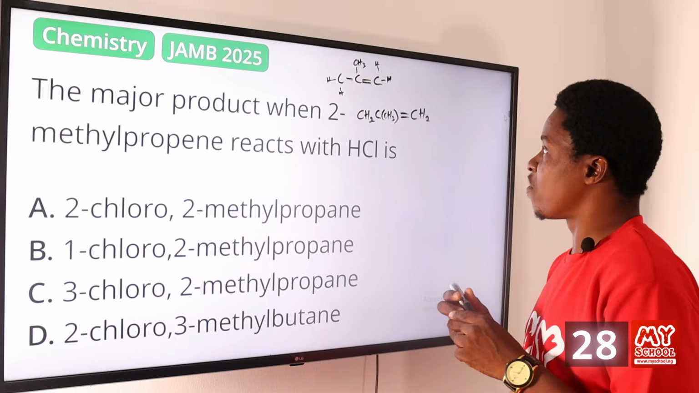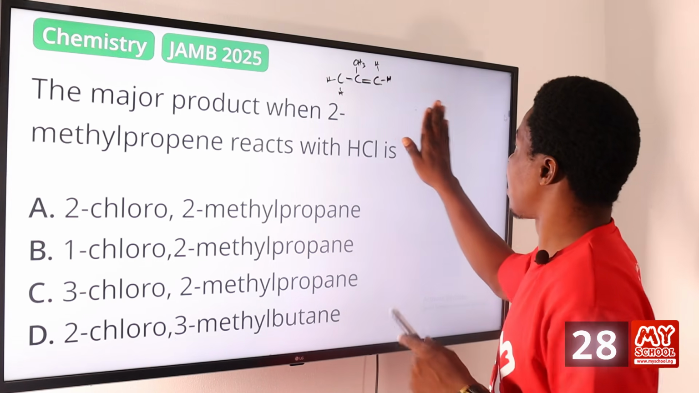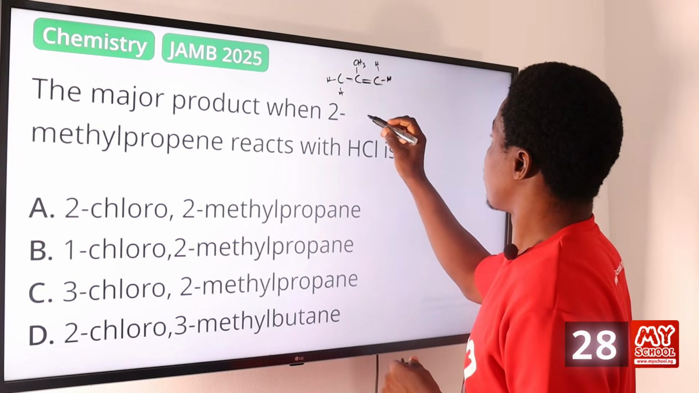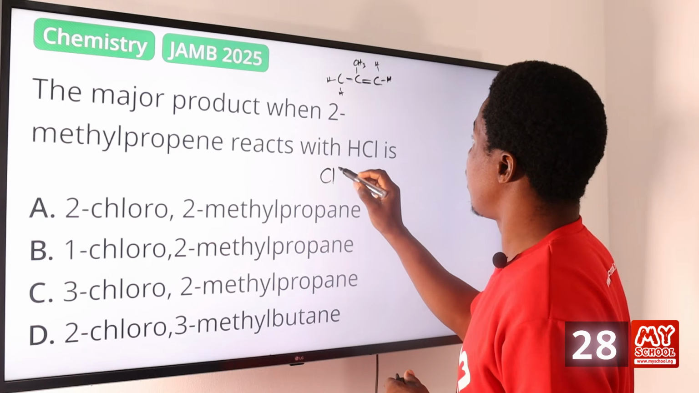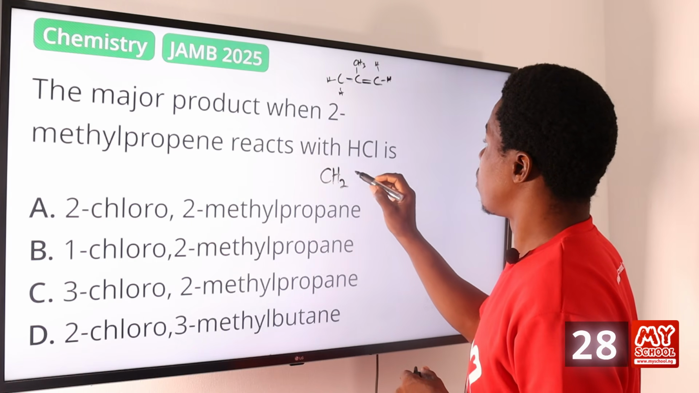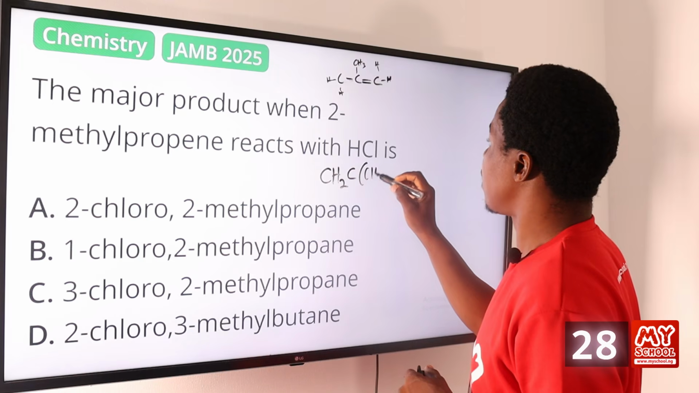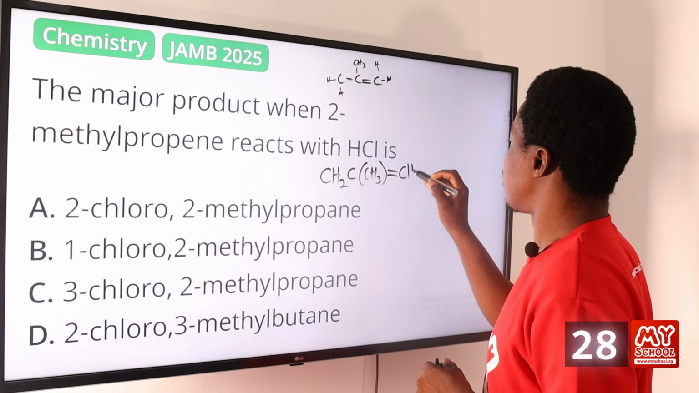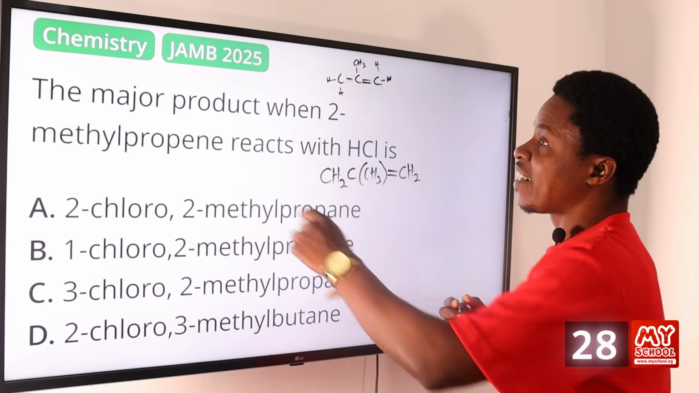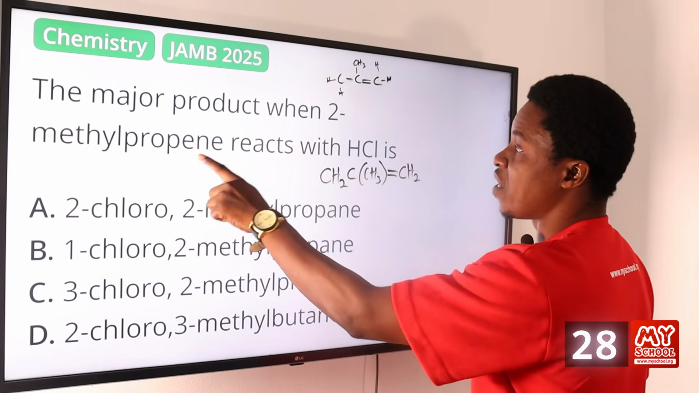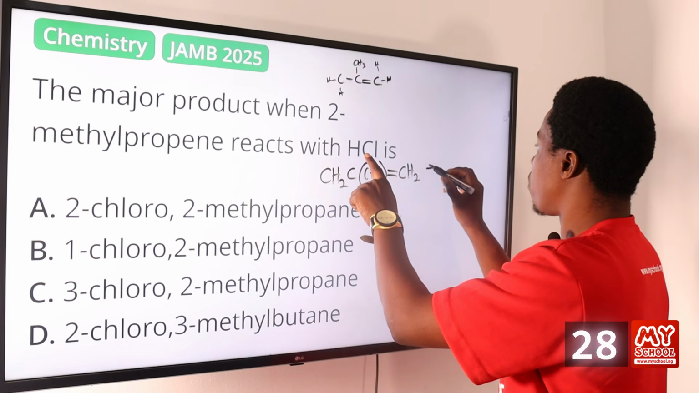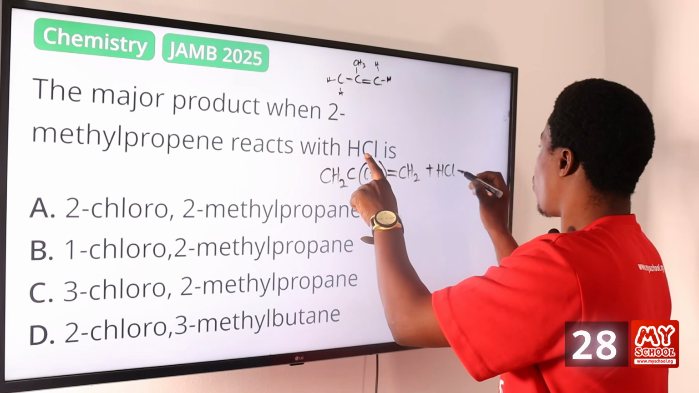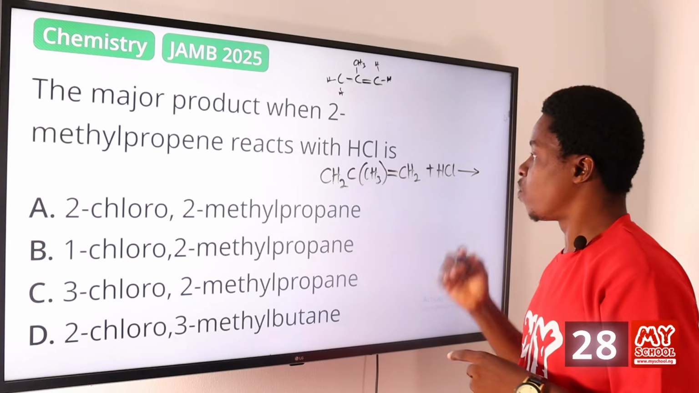I don't know if you can see this well. Let me write it out very well. That's CH2, C, then in bracket we have CH3, bracket close, then we have the double bond, then we have carbon here, CH2. Now, we are reacting this 2 methyl propene with HCl, so that means plus HCl. What will the product be? What is the major product?